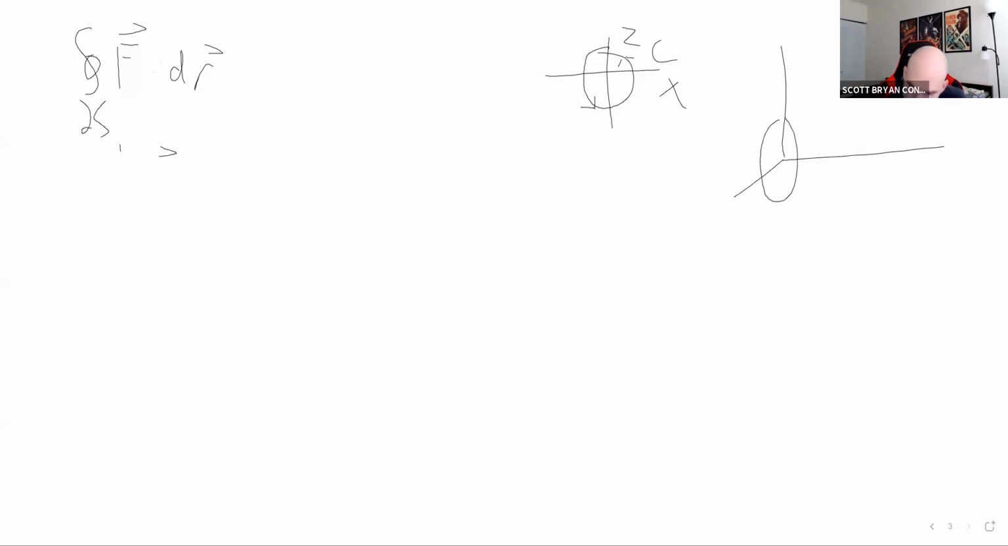We need to parameterize our curve. So that's our curve C. Let me just draw it in here to emphasize. If we're looking in the XZ plane, just this bit here, just pretend it's like X and Y, except it's the XZ plane. Our curve lies in the XZ plane.